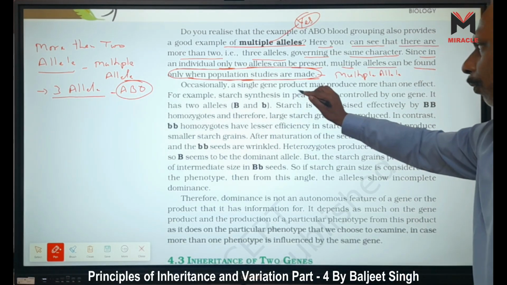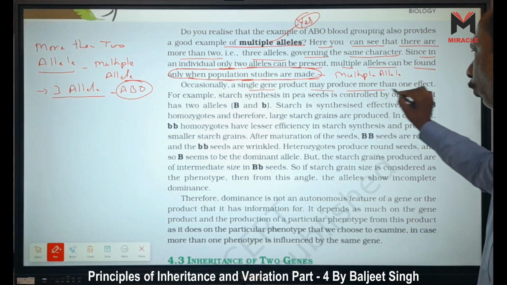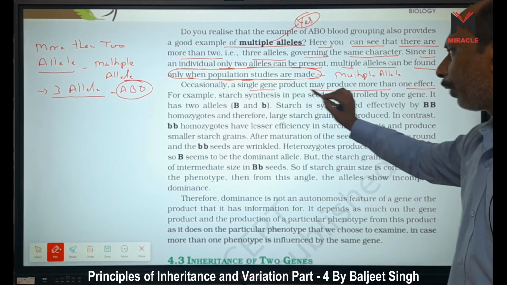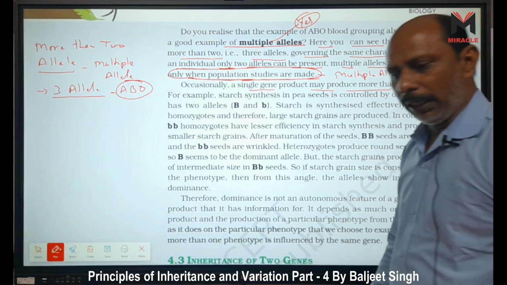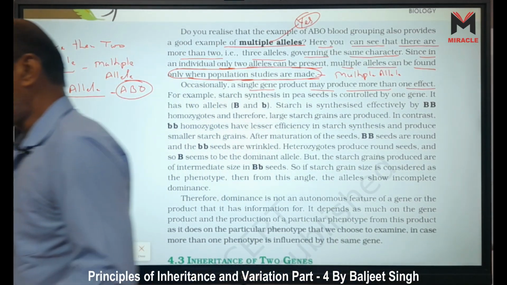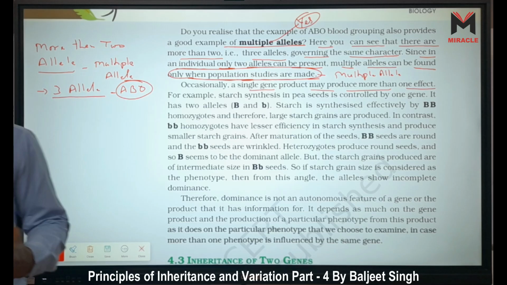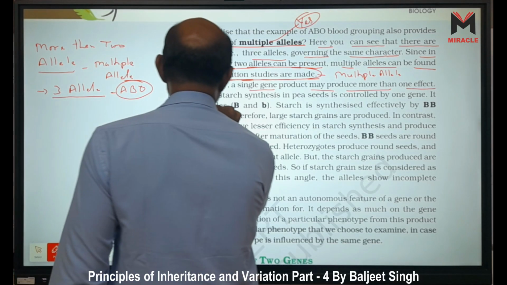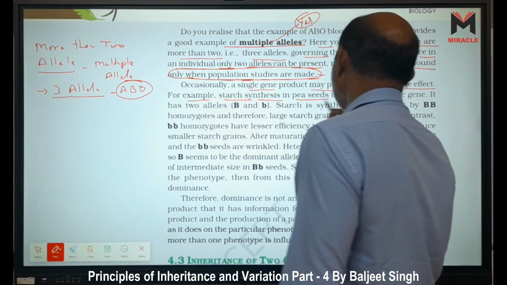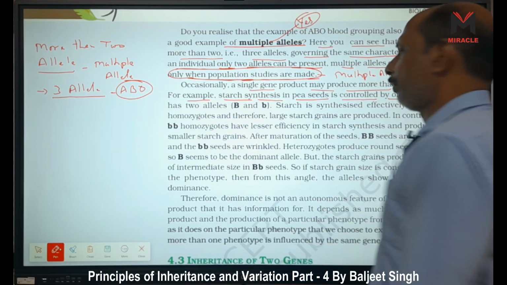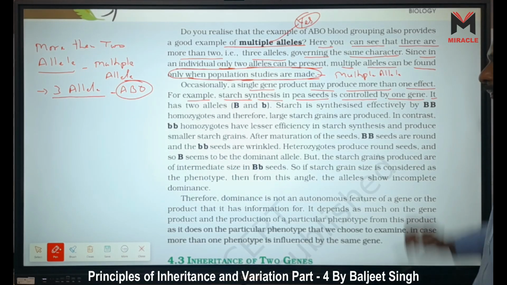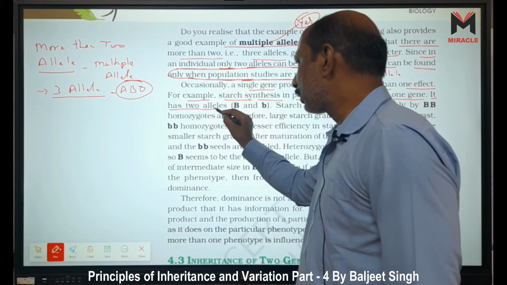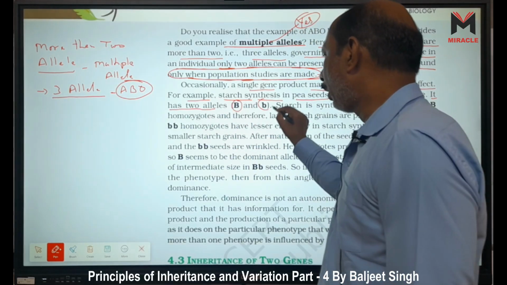Occasionally, a single gene product may produce more than one effect. If a single gene produces more than one effect, then this type of gene is called a pleiotropic gene. For example, starch synthesis in pea seed is controlled by one gene. That gene is B, capital. It has 2 alleles, capital B and small b.